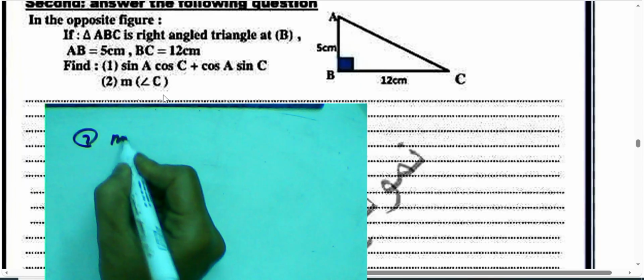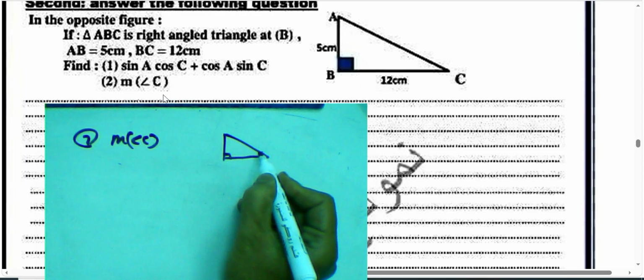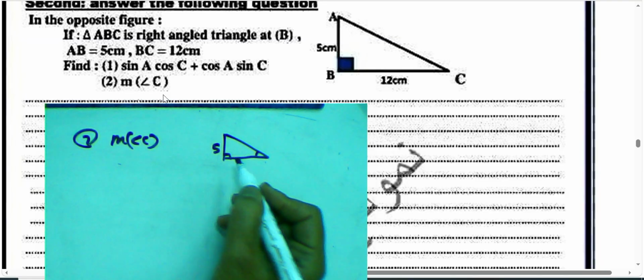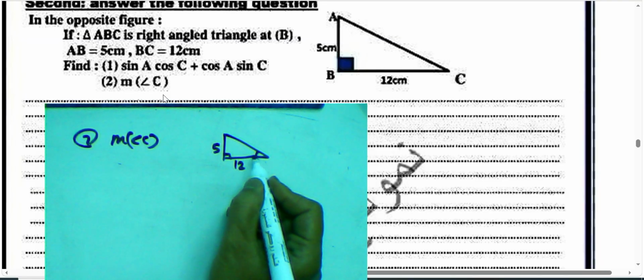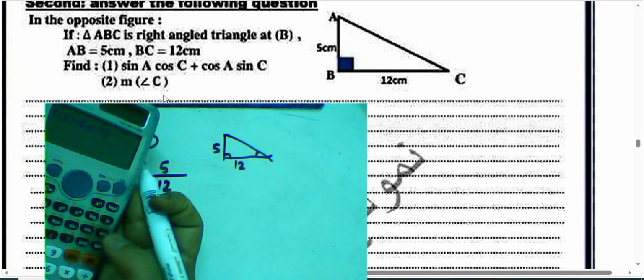Okay, and we also want to find number 2, the measure of angle C. We can find the measure of angle C by using sine, cosine, or tan of the angle. We have 5 and 12 and we have angle C, such that tan C equals 5 over 12. Then for the measure of angle C, you can use a calculator to find the answer, right? Shift tan, 5 over 12.